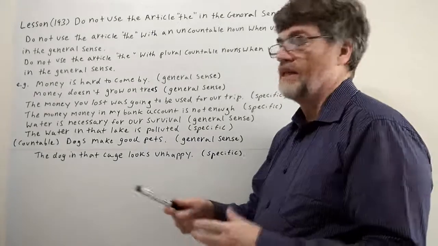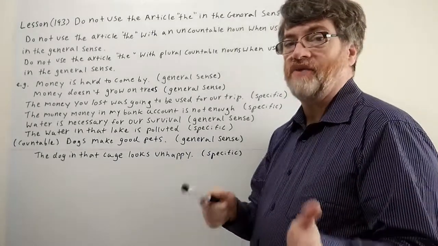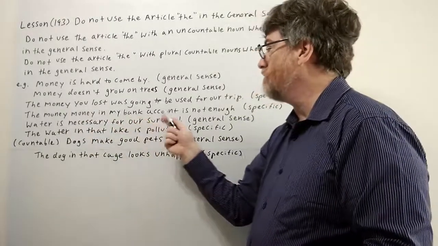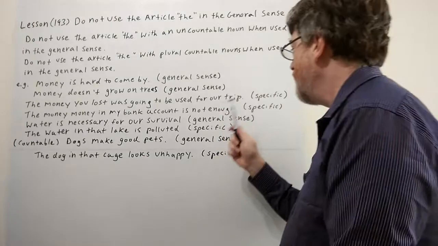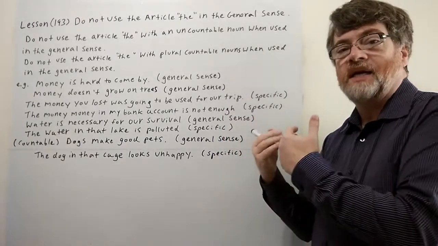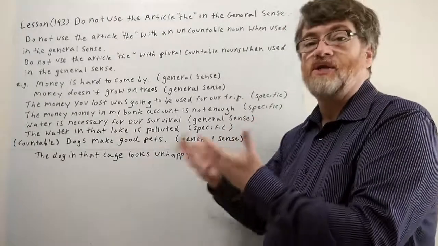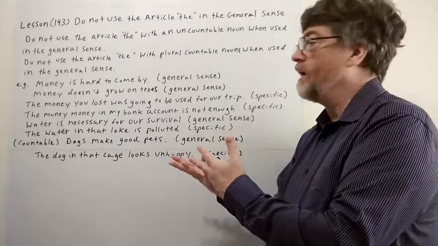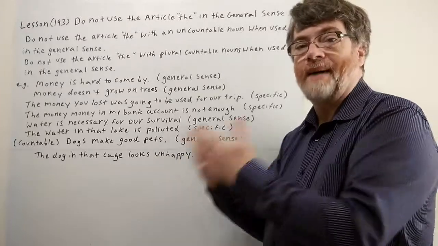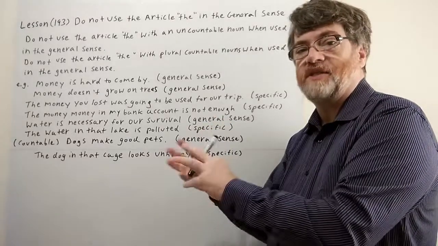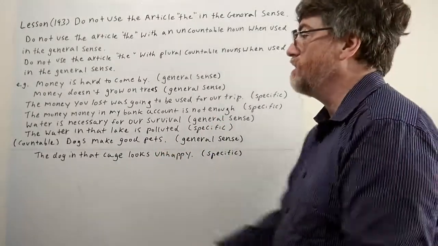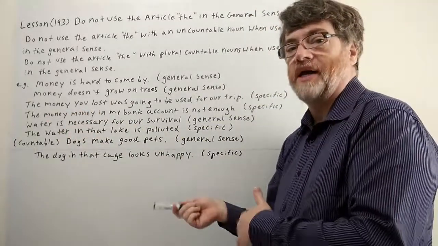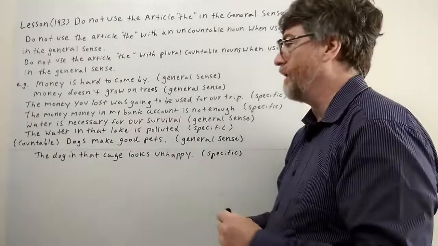Let's look at where we do use it, if it's not used in the general sense. Here we can say, the money you lost was going to be used for our trip. Well, this is very specific money. A lot of times you can ask the question, what money, and answer it, then we know it's specific money. What money? The money you lost. That's very particular money. That's not the general sense. So we do use the article the in that sense with that uncountable noun money. The money, that particular money.